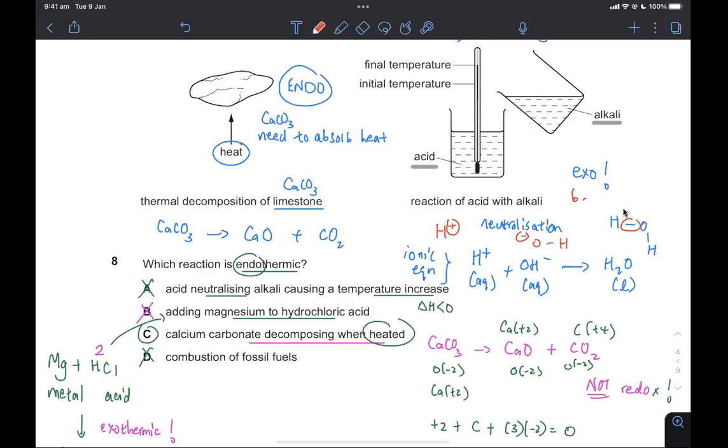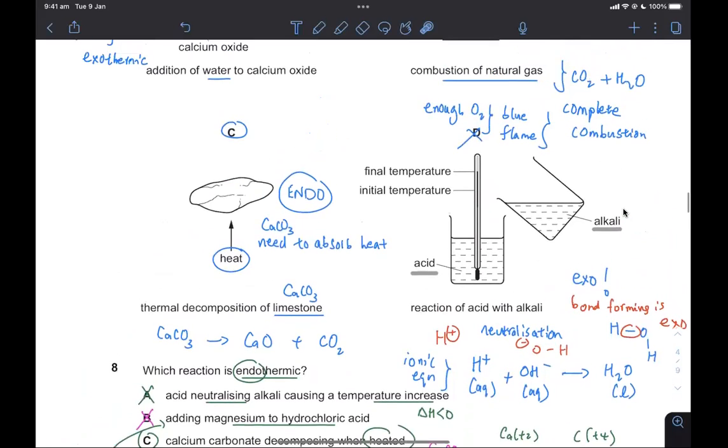This is what you can say: bond formation, bond forming is exo. You are not breaking any bond, you're just forming a bond. So neutralization is always exothermic. Doesn't matter what acid, doesn't matter what alkali, you always have this ionic equation, it never changes. That was what you learned in year 9. Neutralization is exothermic. You can catch the experimental tutorial video that I did with the combined science students in the same playlist for this topic.